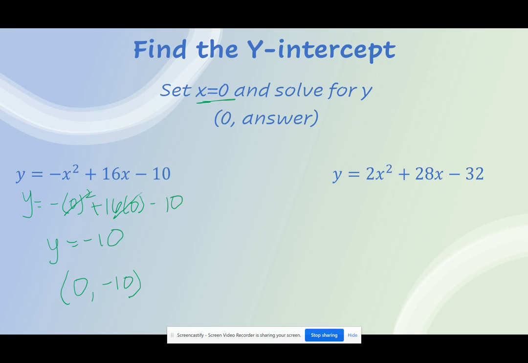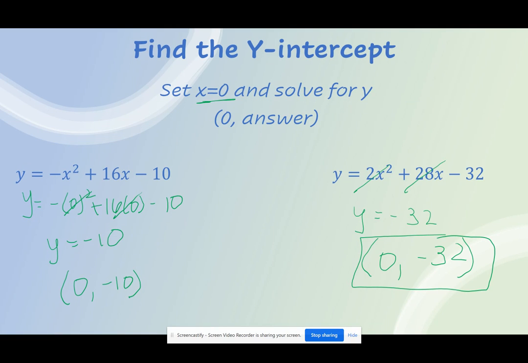So again, looking at this next one, y equals 2x squared plus 28x minus 32, anything with an x would just go away and we get y equals negative 32. So we get (0, negative 32). So finding the y-intercept is super easy. It's the x-intercept that's a little harder, but we're going to go into that when we go on to factoring.